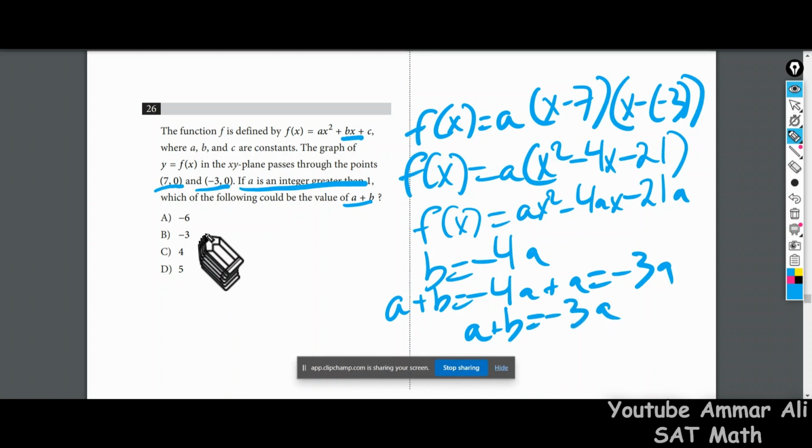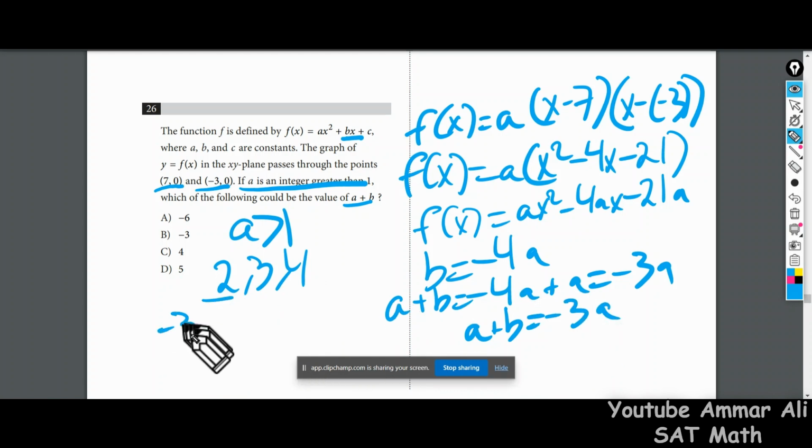And now we just need to figure out what could be the value of a plus b, right? So we know that a is an integer greater than 1. So a can be anything greater than 1, like 2, 3, 4, right? So we're just going to choose 2. So minus 3 times 2, that's going to be minus 6. So there you have it. A plus b could be minus 6. That's the only one that makes sense out of all of these options.